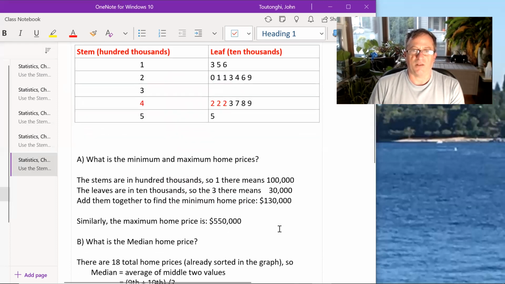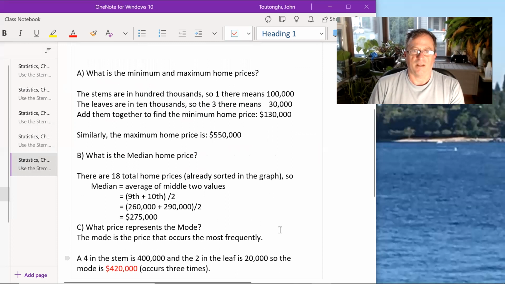But you can pause the video. And if you wanted to copy the solution down, there it is.